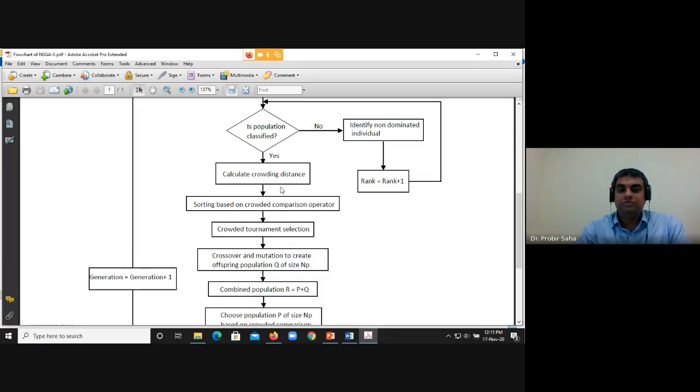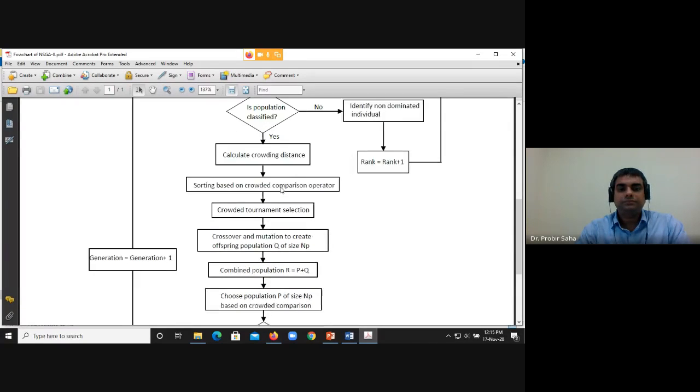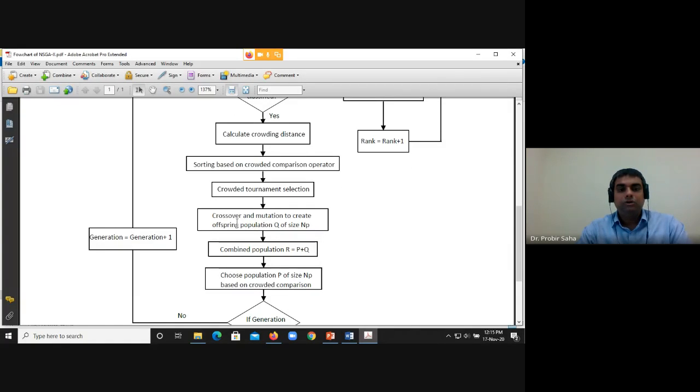So I have to calculate the crowding distance. We'll discuss how to calculate it. Then comes sorting based on the crowded comparison operator. Then we go for tournament selection, that is the reproduction. In single objective GA we use tournament selection, proportionate selection such as roulette selection, or sometimes ranking selection, but here we are using crowded tournament selection, which is very new in NSGA-II. Then we also do crossover and mutation, just like in single objective GA; there is no difference.